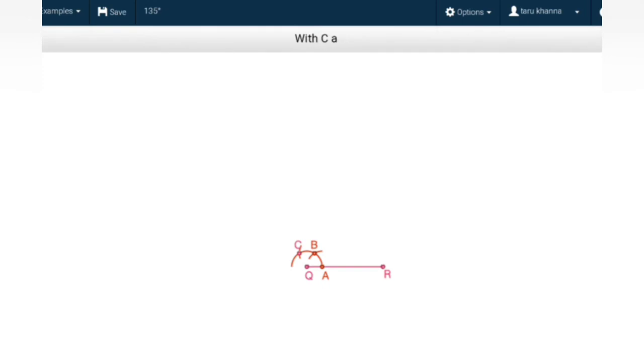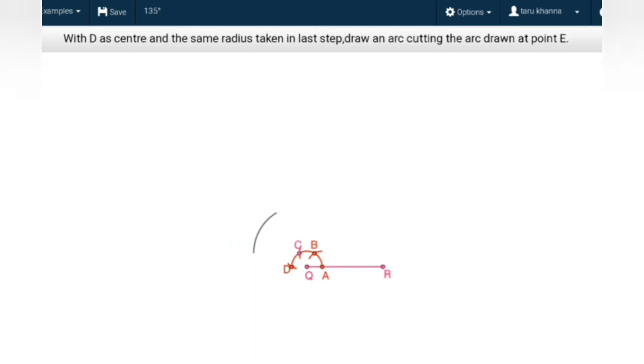Now with C as center and the same radius, we will draw another arc cutting the main arc at point D. With C as center and a radius more than the one we had taken for constructing the main arc, we will cut one arc. And with the same radius from point C, we will cut an arc from point D as well.